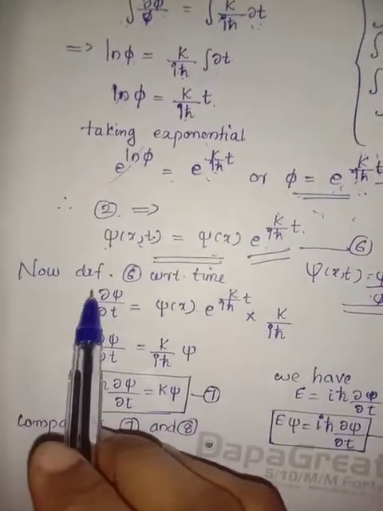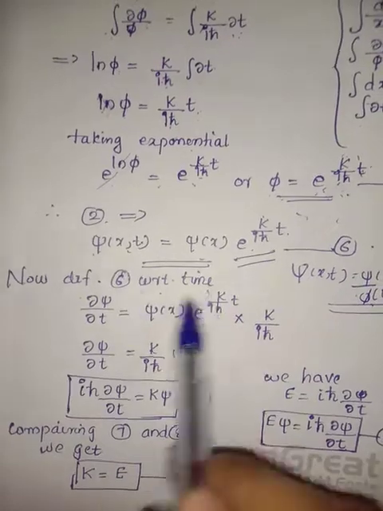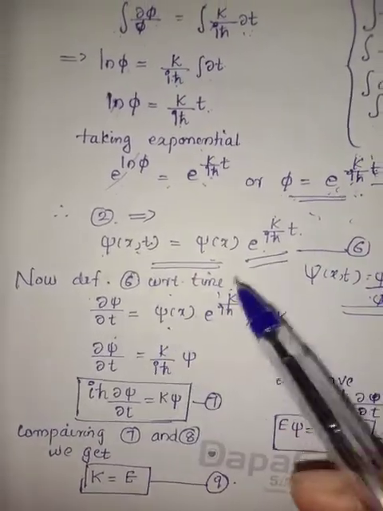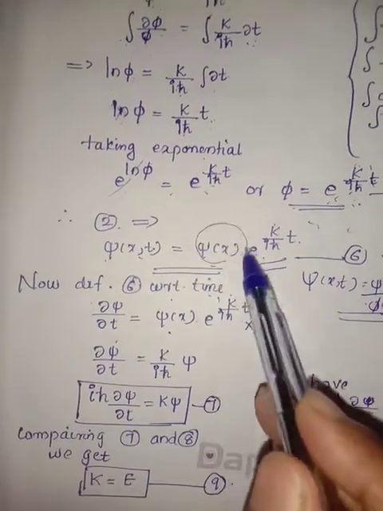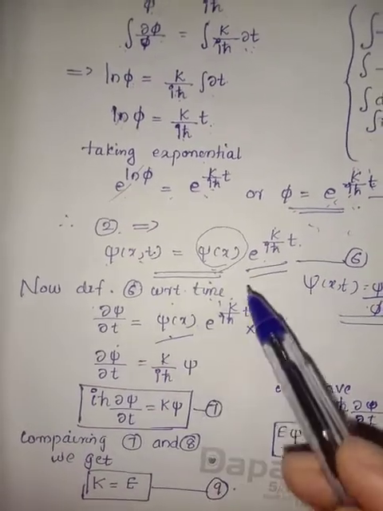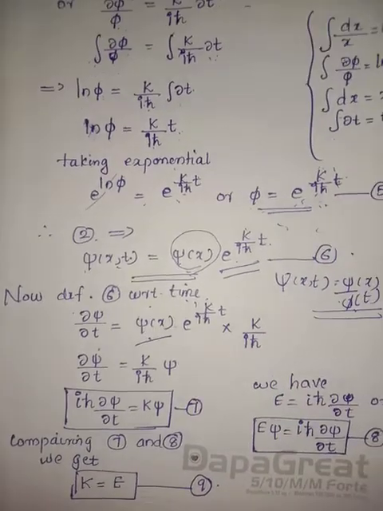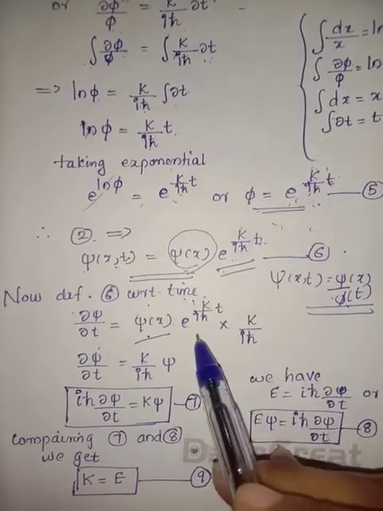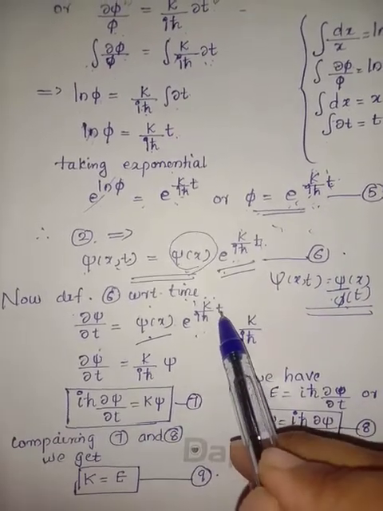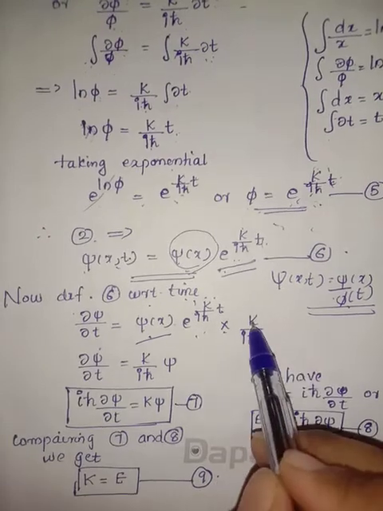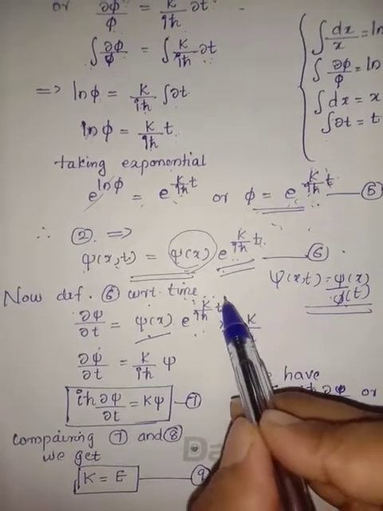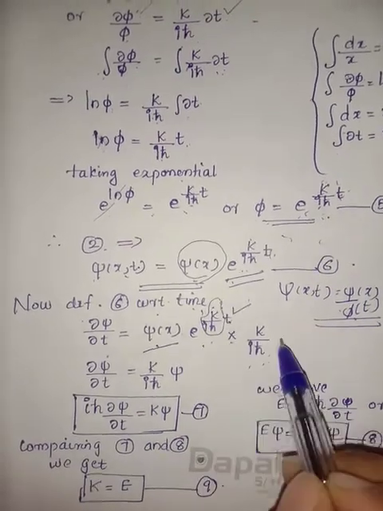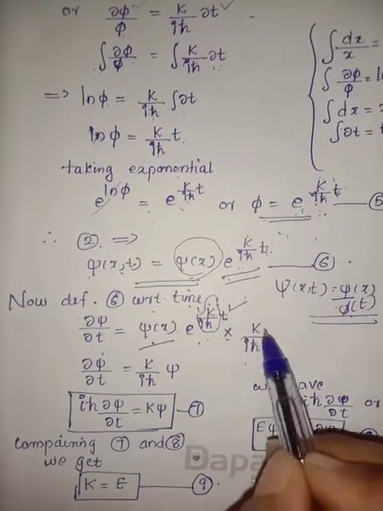Now I am going to differentiate this equation again with respect to time. What will be the LHS? ∂ψ/∂t is equal to, with respect to time, ψ(x) being a constant. What is the exponential derivative? It is the exponential itself. So the derivative of e raised to k/iħ into t is e raised to k/iħ into t itself, but it must be multiplied by the constant k/iħ, because the derivative of t is equal to 1. So we have to multiply this by k/iħ.